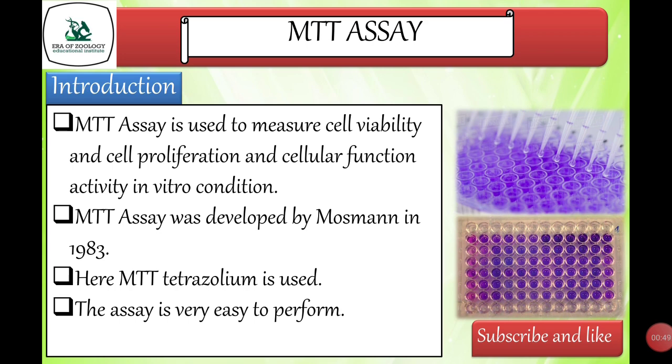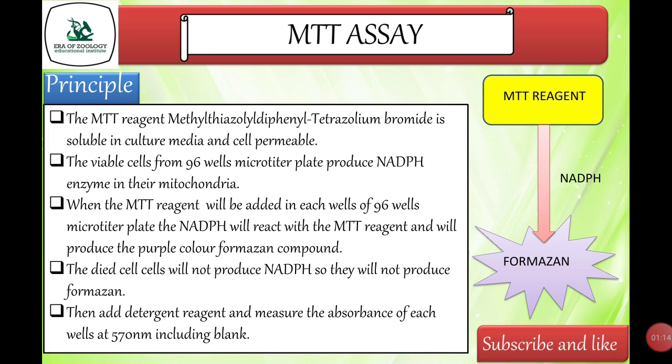The assay is very easy to perform, and from this it is clear that we perform the MTT assay to check whether the cell is actually dividing or not, whether the cell is performing its cytotoxic activity or not. That means whether the cell is viable or not, whether it is alive or dead. Now we will talk about the principle of the MTT assay.